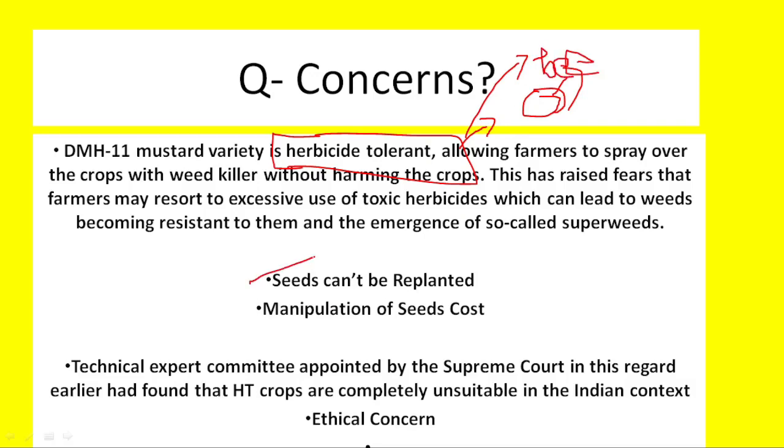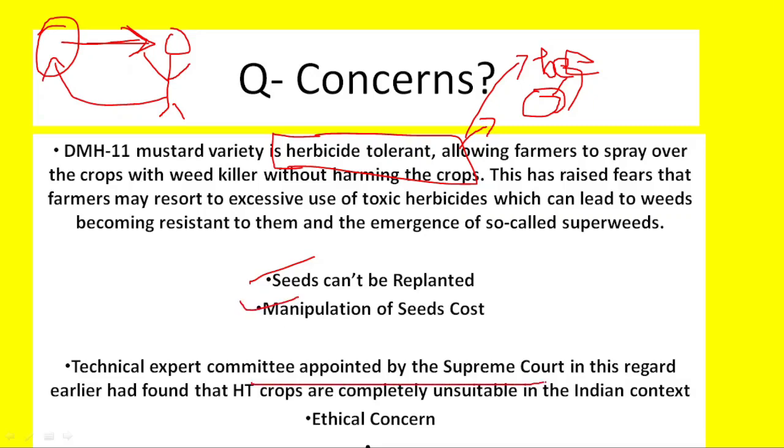Another point is that seed can't be replanted. It means the companies that provide these GM seeds produce them in such a way that they cannot be replanted. The crops produced through these GM seeds do not produce seeds by themselves. So every time the farmer needs to cultivate his land, he needs to go to this company. This leads to cartelization and manipulation of seed cost.